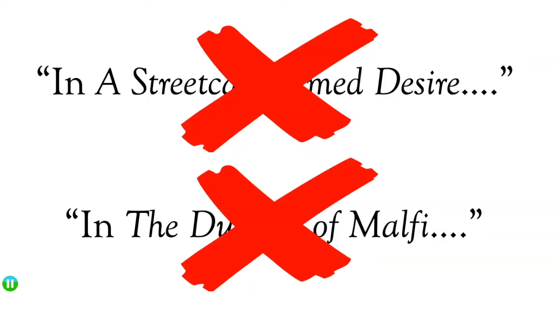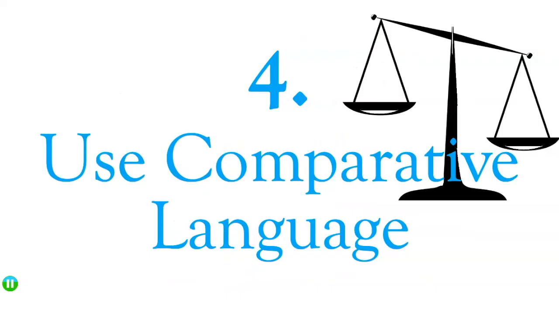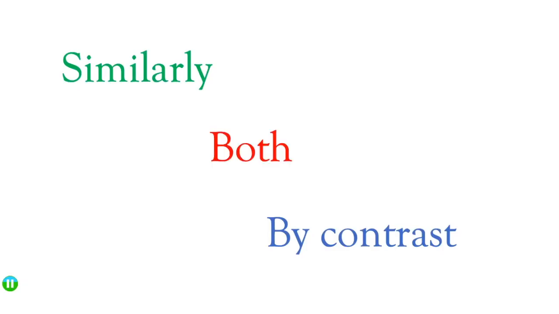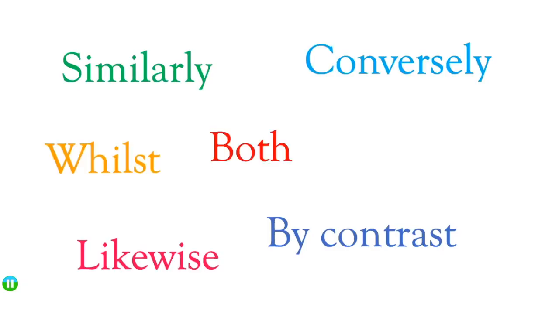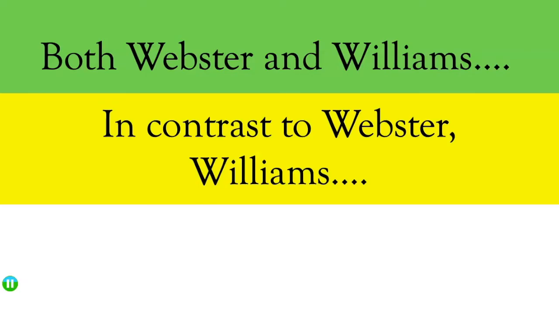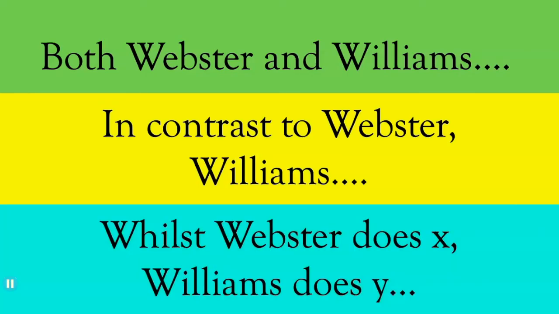And finally, tip number 4, use comparative language. My final tip is a simple one. Use comparative language throughout your essay. Words such as similarly, by contrast, both, likewise, conversely, whilst, and whereas go a long way in making it clear to an examiner that you're addressing AO4. Similarly, phrases such as "both Webster and Williams," "in contrast to Webster, Williams," or "whilst Webster does X, Williams does Y" help to highlight comparative analysis in your essay.